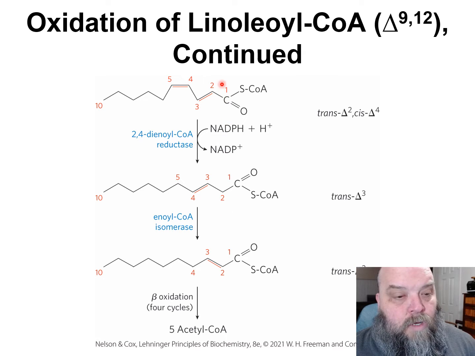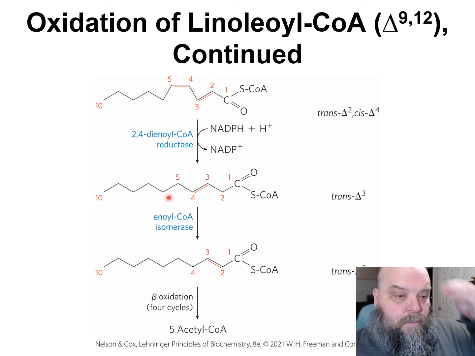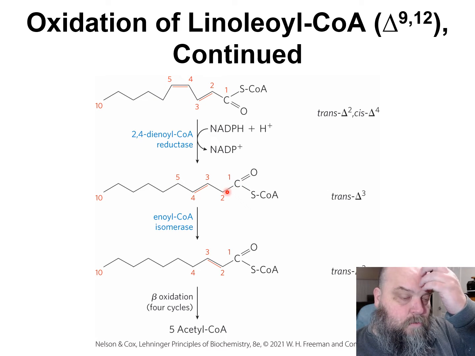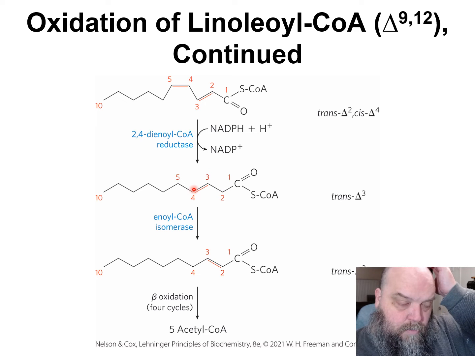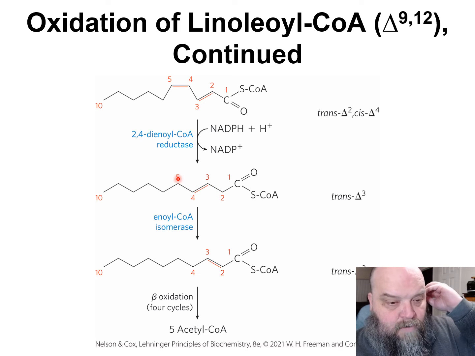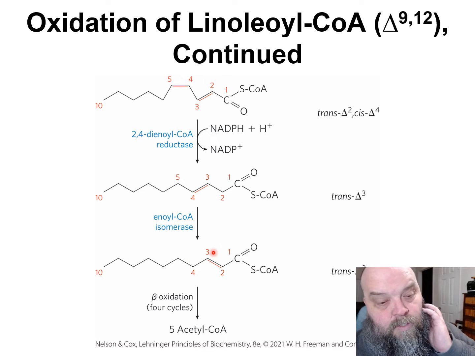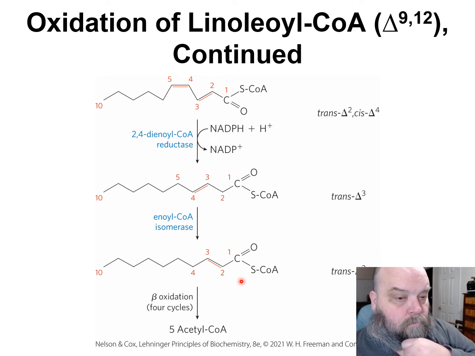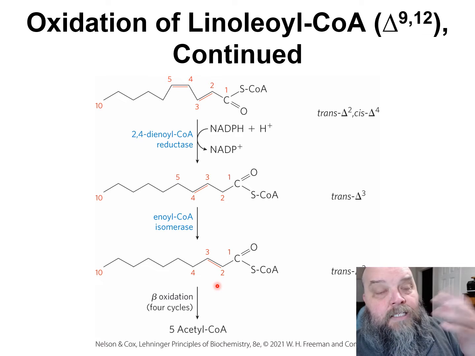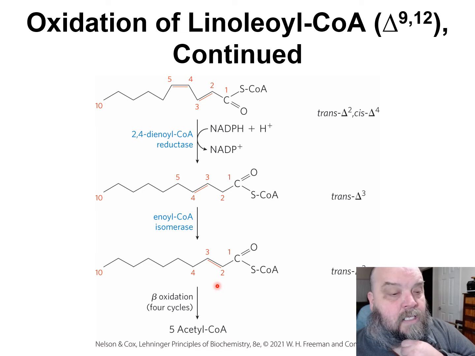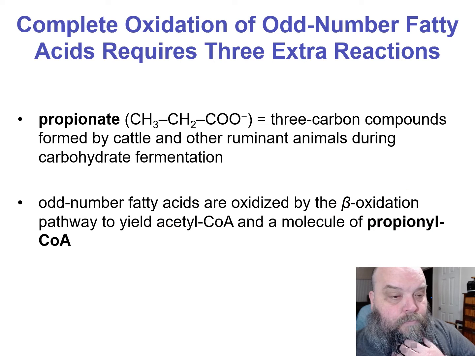So now you're going 1, 2 double bond, 3, 4 double bond. Now you're going 1, 2, 3 double bond between 3 and 4 and 5. Isomerase switches that double bond up to between 2 and 3. Hence trans delta 2. And now you can go through our normal steps of oxidation that we've seen in part 1 of section 2.